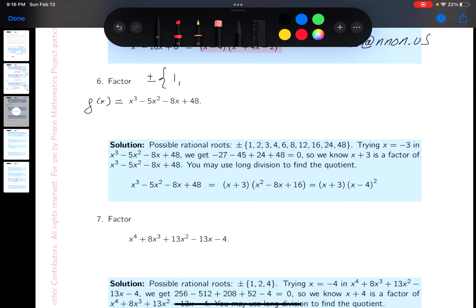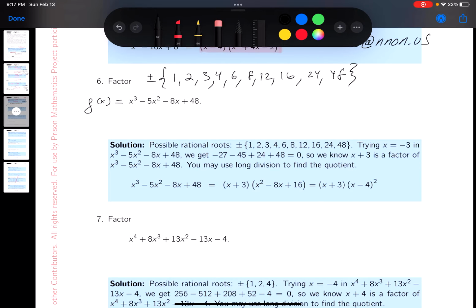And it's really bad. So you get 1, 2, 3, 4, 6, 8, 12, 16. Wow, it's a long list. 24 and 48. All right.